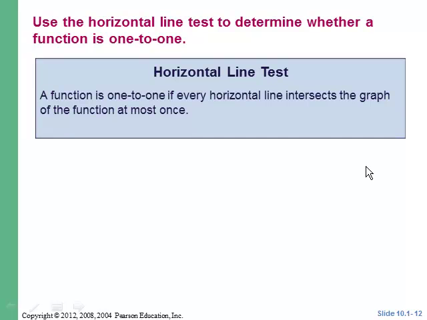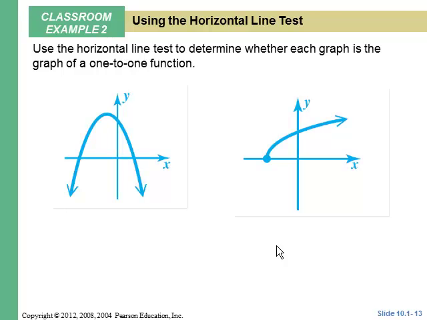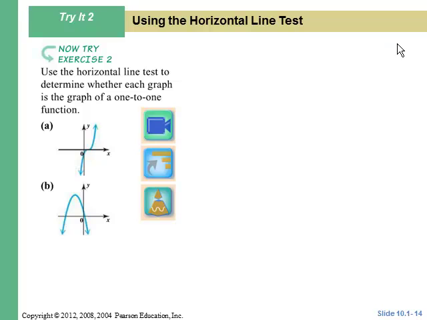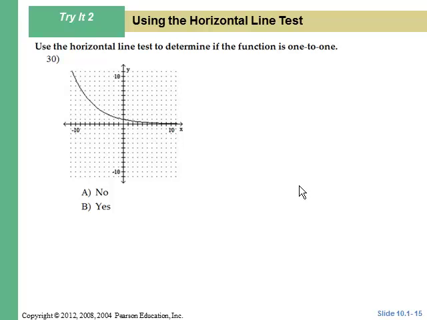Use the horizontal line test. In other words, we remember the vertical line test helped us decide whether something is a function. The horizontal line test will also. Notice you do cross it twice here, so this is not a one-to-one. The horizontal line test here only crosses once, so yes, it is a one-to-one. It does have an inverse. This one, yes. This one, no. How about this one? Yes, it is a one-to-one.